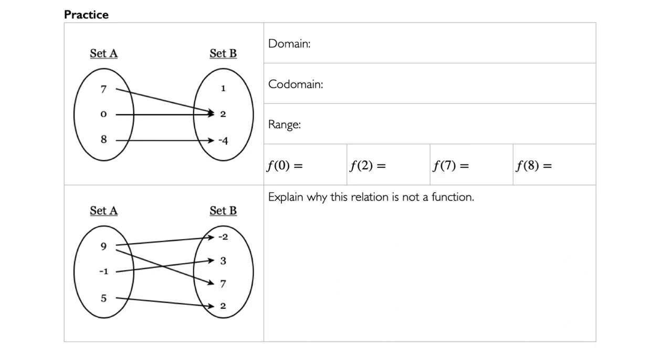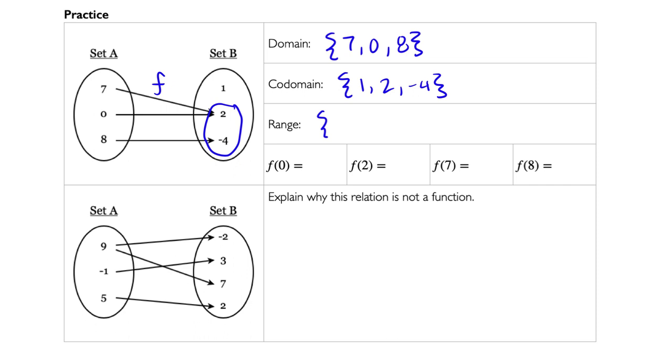Okay, in this example, we have set A, 7, 0, and 8, set B, 1, 2, -4, and then the arrows represent the relation which we'll call F. Domain is the set of input values, which is 7, 0, and 8. The codomain is set B, which is 1, 2, and -4. But the range includes just the numbers in set B that get used, which is 2 and -4.